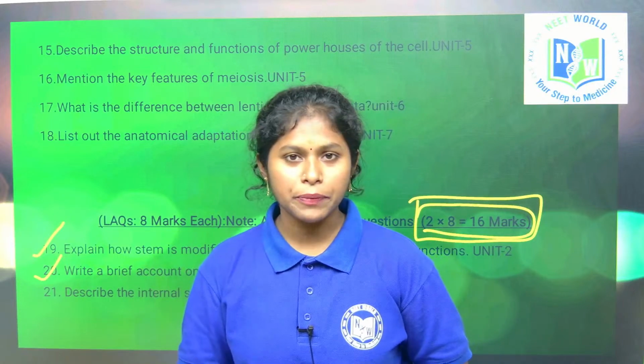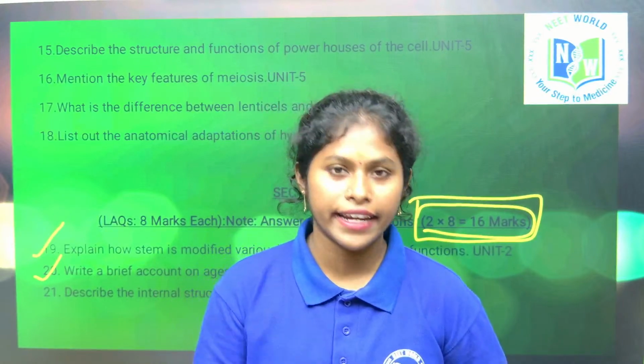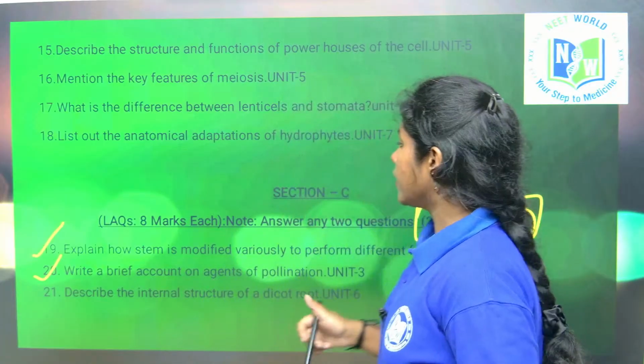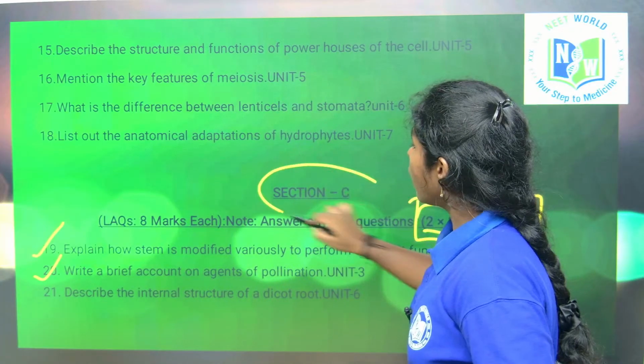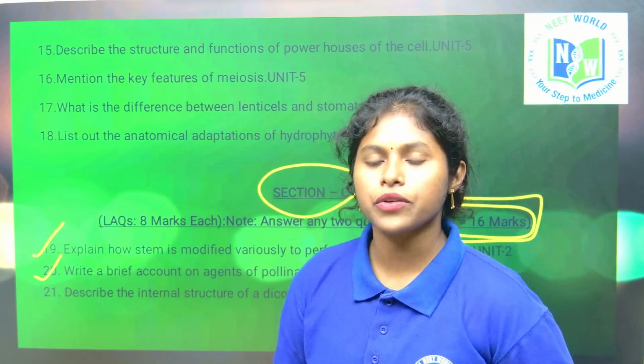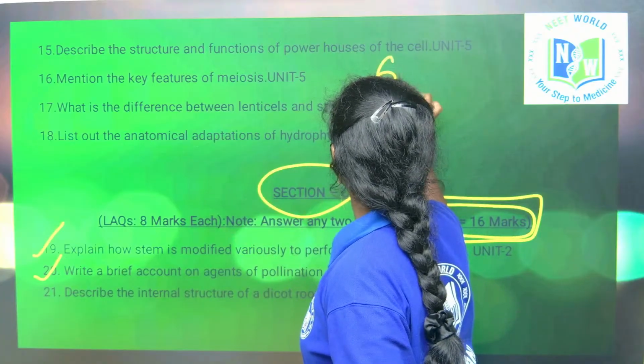Coming to section B, they will give 8 questions and you have to write 6, so there is a choice of 2 questions. Then for the 8 mark questions, they will give 3 and you have to attempt 2 questions. There you can get 60 out of 60.